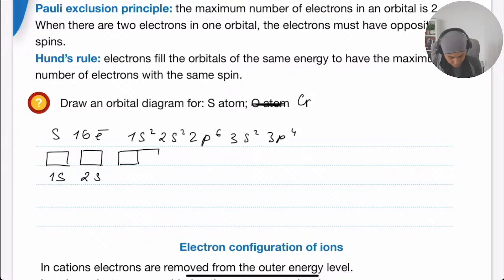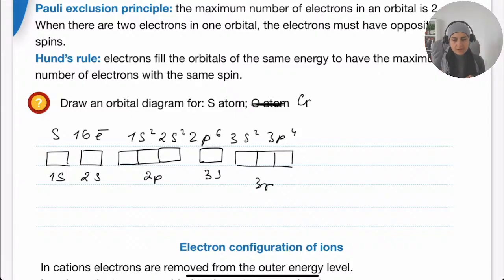2p, p is always 3 squares. Then 3s, again s, so 1 square, and 3p. So I put the number of squares based on what subshell it is. For s it's 1 square, a square is an orbital. For p it's 3 squares, and for d it would have been 5. Well, and I start filling.